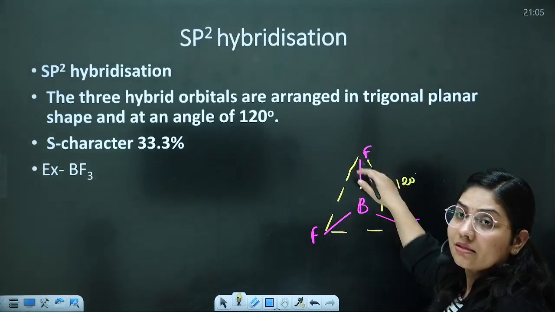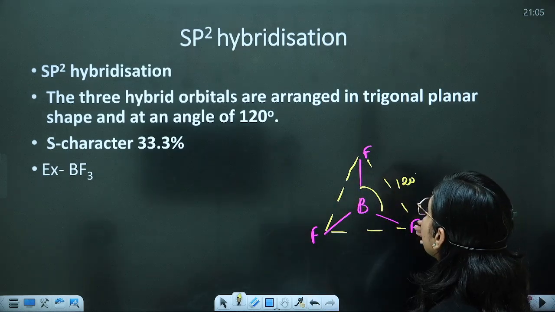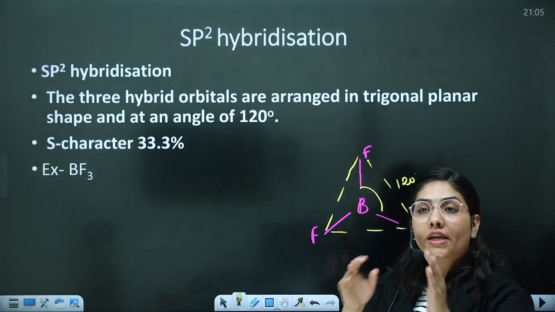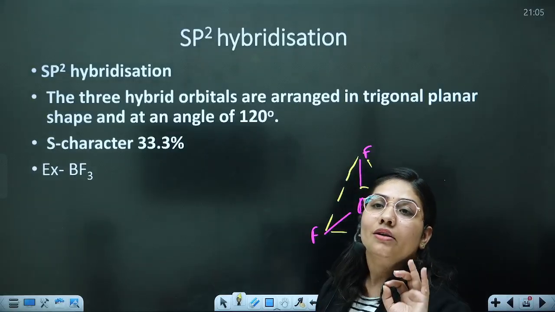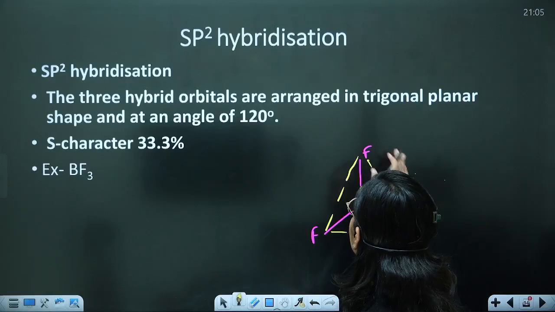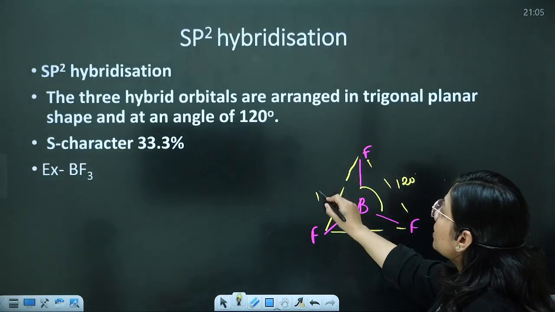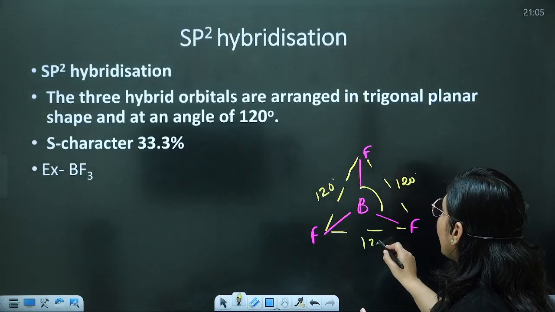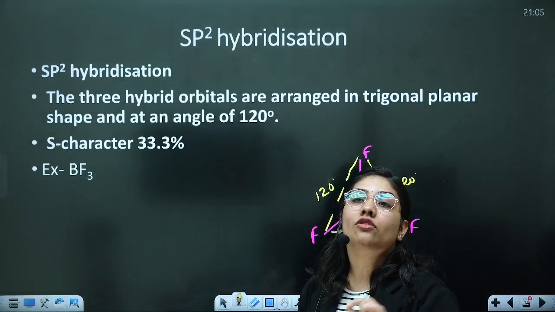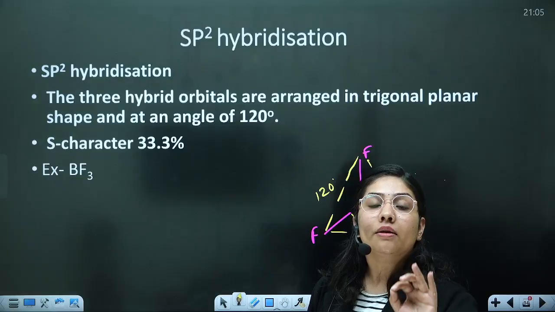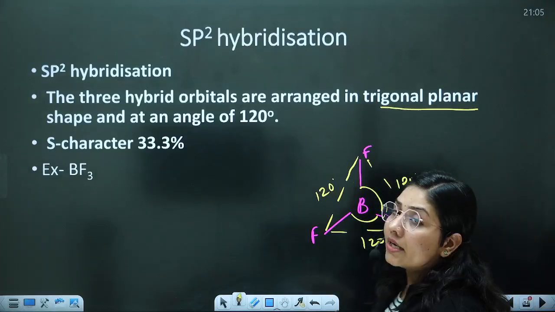Okay, talking about adjacent F, okay. The adjacent F are at an equal distance from each other, at the same angle, that is 120 degree. Okay, and because of such geometry they are having 120 degree angle each, and this kind of geometry is called trigonal planar shape. That is called trigonal planar shape.